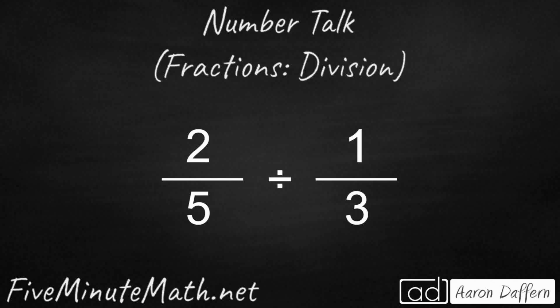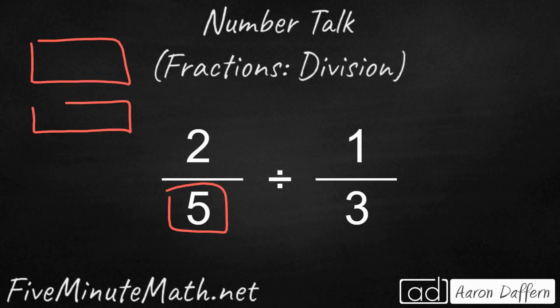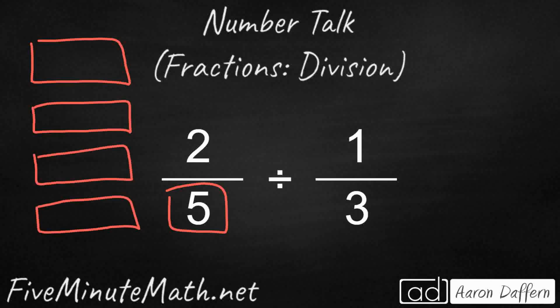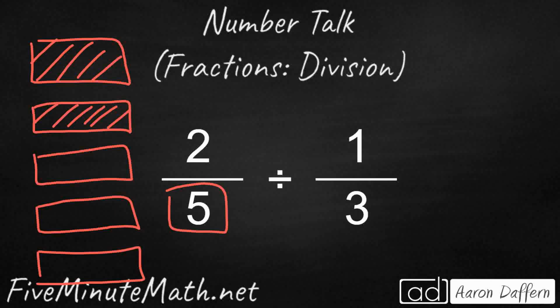Today, for our number talk, we are dividing fractions, 2/5 and 1/3. So I want to visualize this by drawing 2/5 not as a fraction of a whole, but a fraction of a set. So let's look at that denominator 5, and let's draw 5 rectangles. And if we want to represent 2/5, we are going to simply shade in 2 of those rectangles. All right, so I've got my 2/5 there.